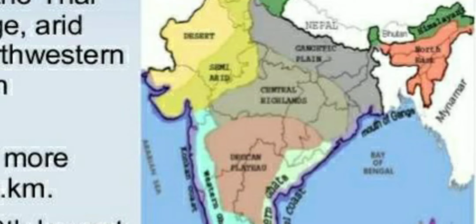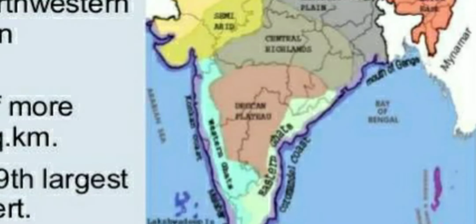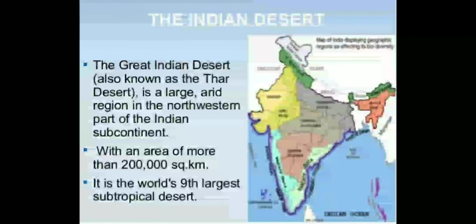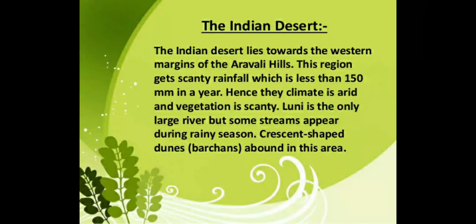Should I say you have understood up to this? See Western Ghats and Eastern Ghats. Clear now? Western Ghats and Eastern Ghats. This zone experiences mango showers. Up to this is okay? Okay, very good. Then comes the Indian desert.